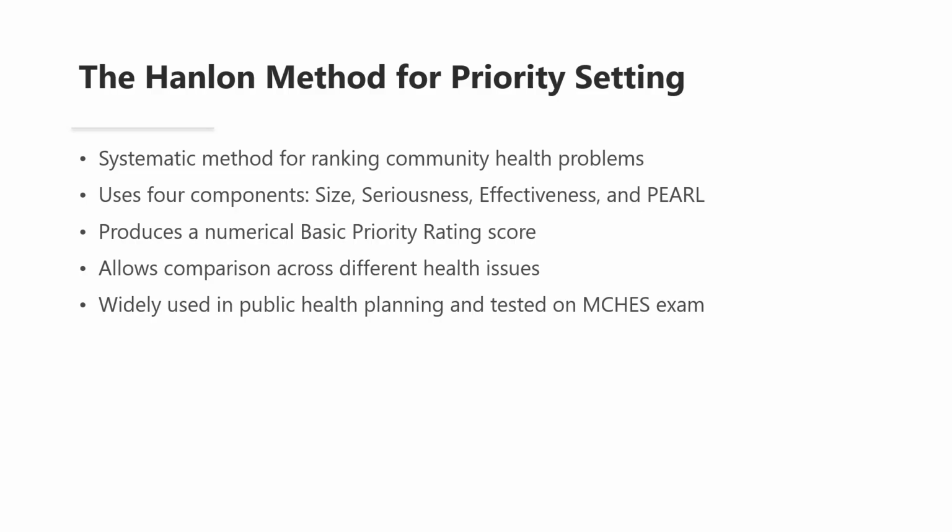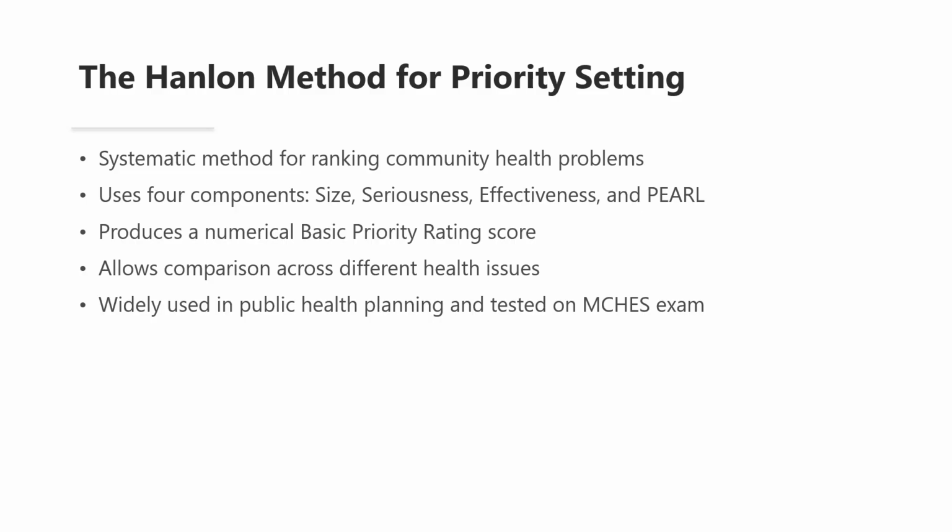The second component is seriousness of the problem. This goes beyond how many people are affected to ask how severely they are affected. Seriousness is measured by factors such as mortality rates, disability rates, economic impact, the degree to which the condition affects quality of life, and whether the problem disproportionately affects vulnerable populations.